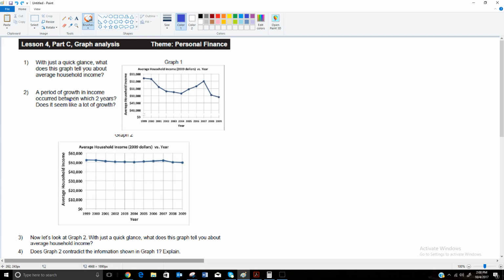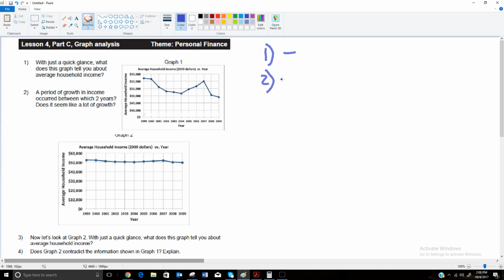And it says a period of growth in income occurred between which 2 years? So the only time that there was growth, and the way this is worded has always bothered me, but between which 2 years, they're not saying it has to be 2 consecutive years, just any period that there was growth. So from 2004 to 2007 was where there was growth, where there was an increase in the average household income. So those are the 2 years they're talking about, 2004 and 2007. It says, does it seem like a lot of growth? So for one, we already discussed inflation. So does it seem like a lot of growth?